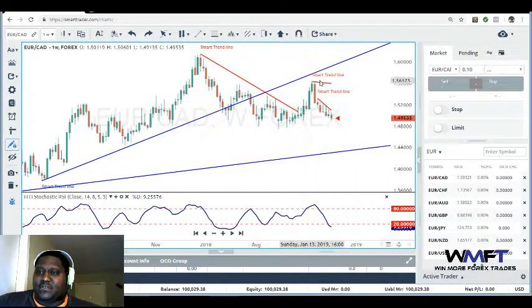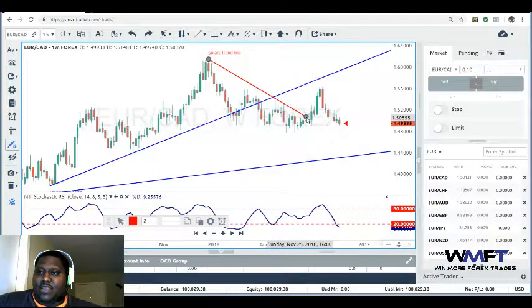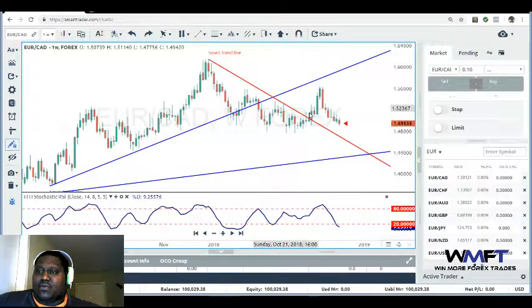Excuse me, no trend line there. We'll get rid of that. And this trend line would actually look like this. Since this trend line was broken, that would mean we will be back into the buy zone, and the market is still falling, but we are still in the sell zone.